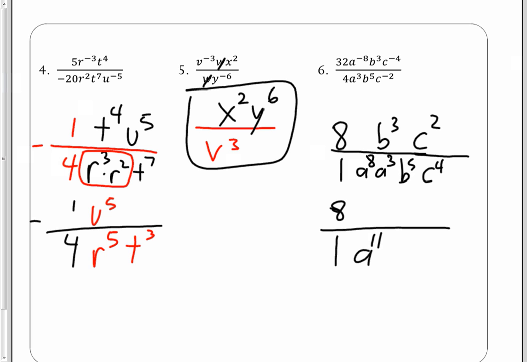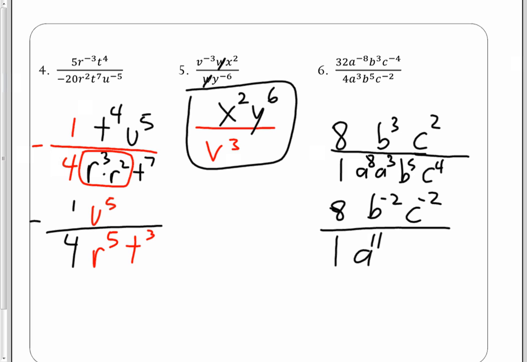What do I do when I have variables on the top and bottom? Cross them out as much as you can. You can either cancel them out as much as you can, or you could subtract. I'm going to show both. What is 3 minus 5? -2. Your answer always goes on the top if you subtract. What's 2 minus 4?